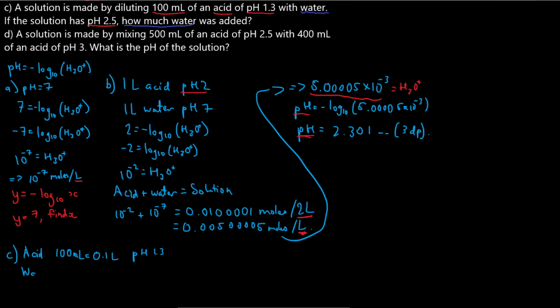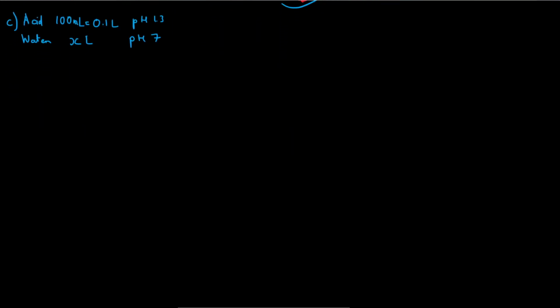We also have water. This water, though, is unknown. It says how much water. So we have X liters of water, and we know the pH of that water is just 7. We want to find how much water there is. So if we scroll down a bit so we've got some space, here we go. We know that the acid plus the water will give us a solution. And we know the pH of this solution. The pH is 2.5. Let's just double check that.